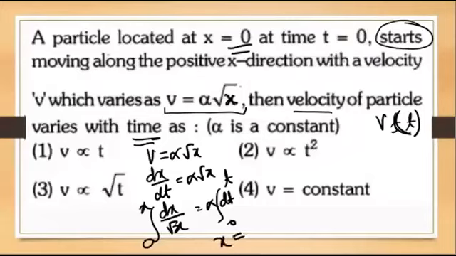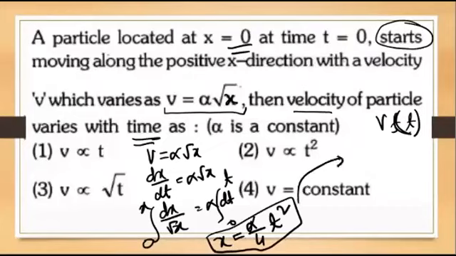x is equal to alpha square by 4 t square. So here it is displacement as a function of time I am getting. But again I have to differentiate it because I need velocity as a function of time. So if I differentiate it, dx/dt is velocity only.